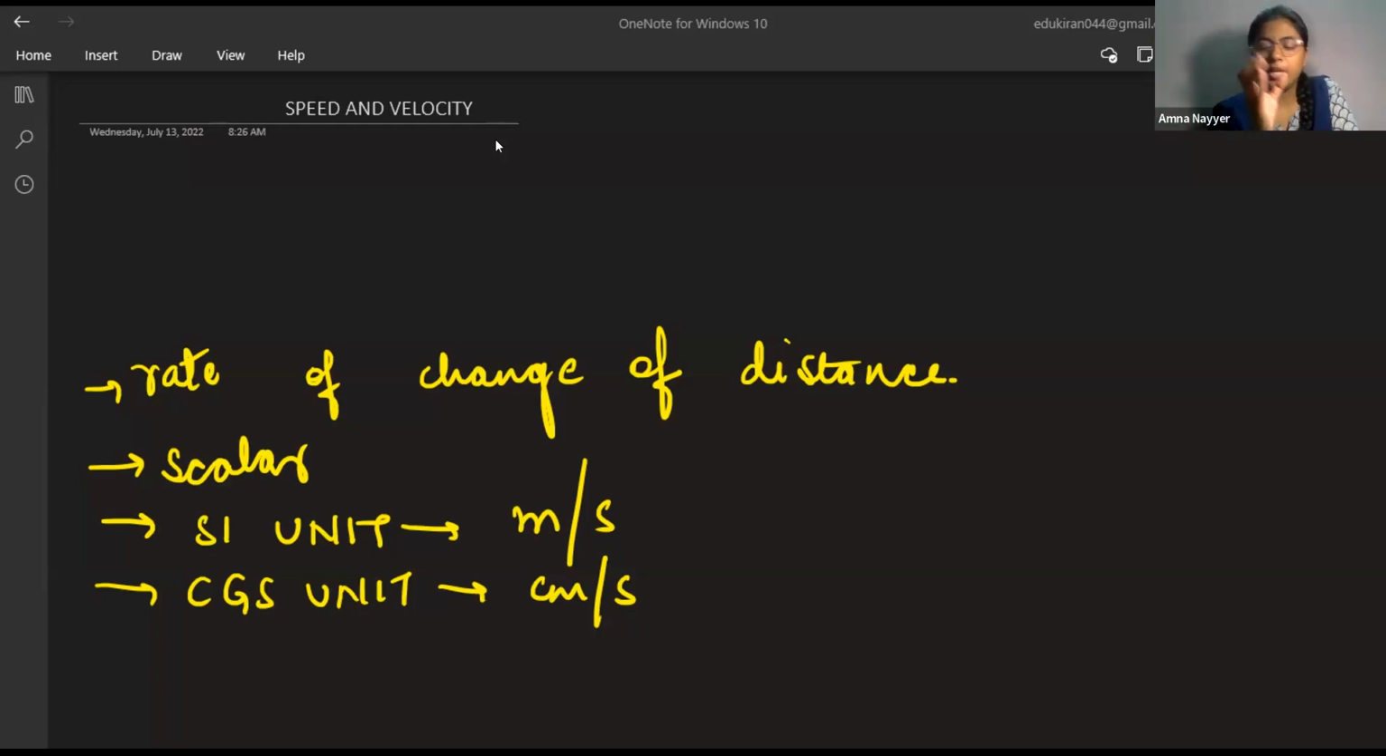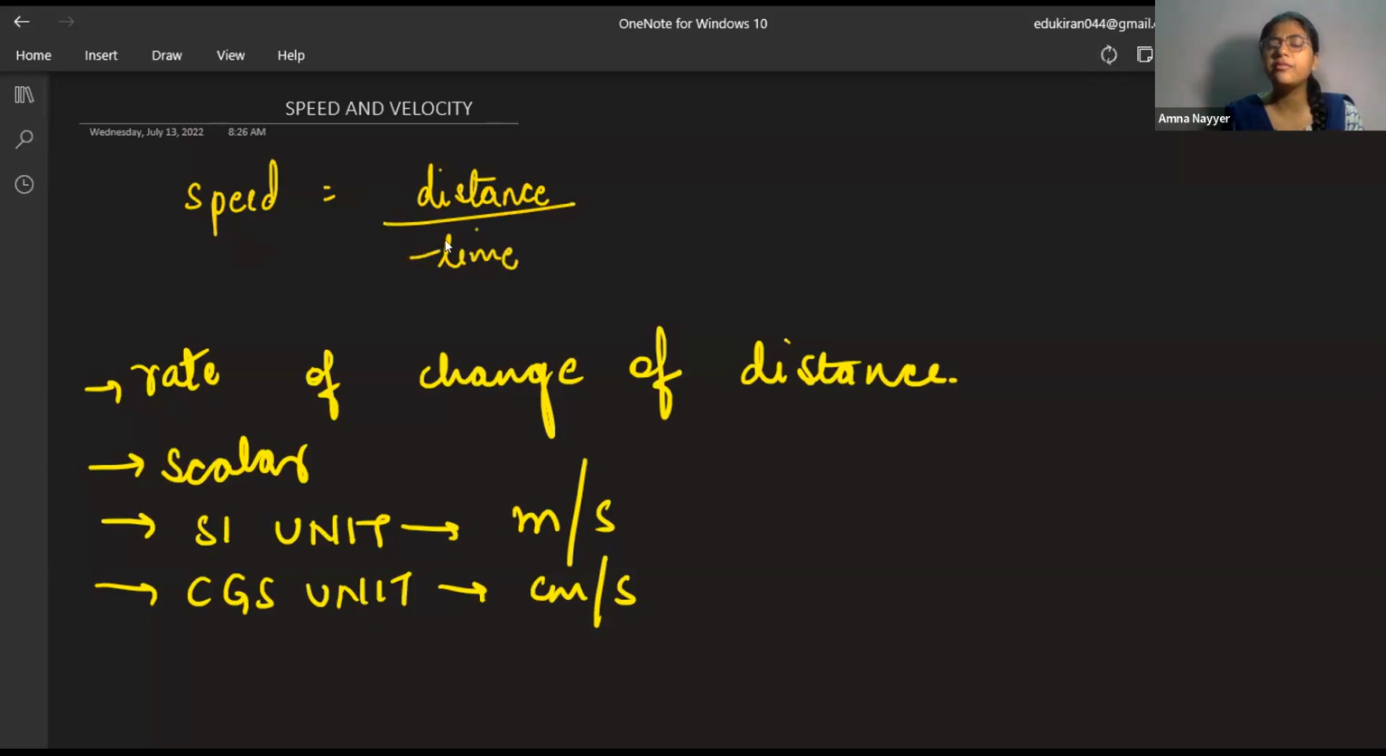Whatever distance is changing with respect to time. For example, if I say 5 meters per second, this means in 1 second, 5 meters is covered. Then in the next second, again 5 meters will be covered. Then in the third second, again 5 more meters will be covered. This is what is meant by speed. So speed is mainly distance, and do not use displacement, because speed is a scalar quantity, and distance is a scalar quantity. So speed is distance divided by time, a very basic formula.